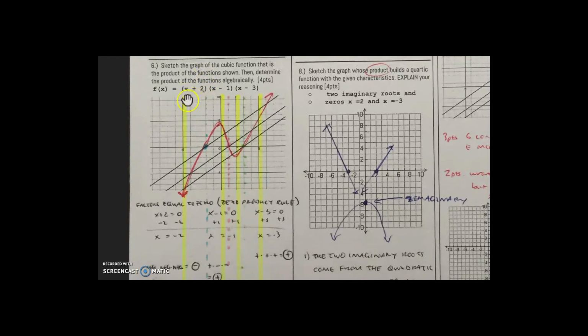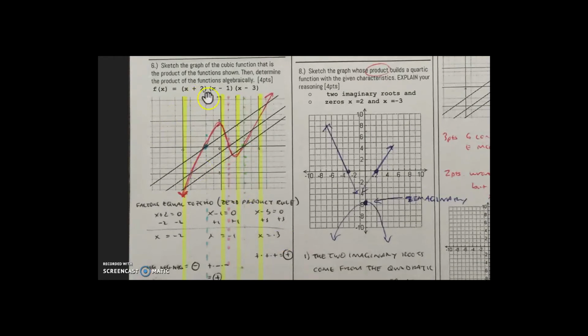x plus 2. And then I'm going to use the zero product rule. So I'm going to set the factors equal to 0. And when I do that, I get x equals -2, x equals +1, and x equals +3. So -2 right there, +1 right there, and then x equals +3.